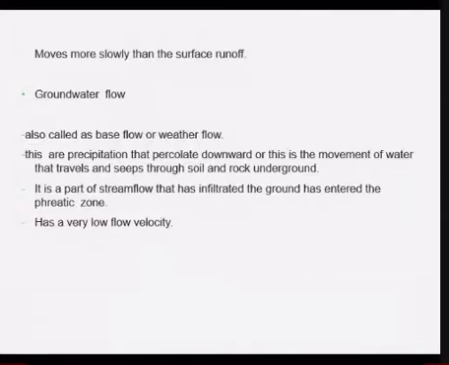Groundwater flow, also called base flow or fair weather flow. This is precipitation that percolates downward, the movement of water that travels and seeps through soil and rock underground. It is part of the stream flow that has infiltrated the ground and entered the phreatic zone at a very low flow velocity.